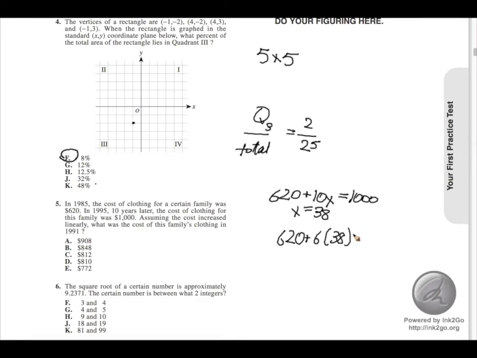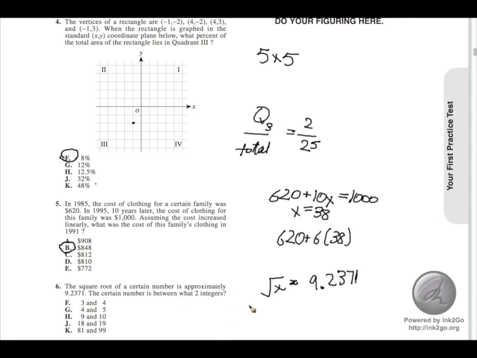And again, you can use your calculator here to simplify this expression, and it ends up to be $848. In our next question, we have a certain number, and since we don't know what that number is, we're going to call it x, and the square root of x is equal to 9.2371. And what we're looking for is what x is between.